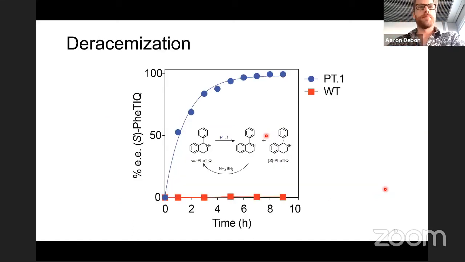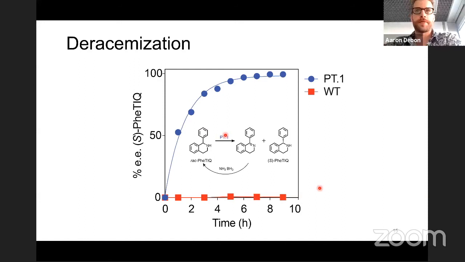We then used our PT1 variant to carry out this deracemization reaction with phenyl tetrahydroisoquinoline. We challenged it with the racemic substrate, and we added the borohydride here as a reductant. You can see the wild type, which we even measured for multiple days afterwards. There's no enrichment of the S enantiomer in this reaction at all, whereas the PT1 variant carries out this reaction very selectively. It reaches 99% ee after approximately 9 hours, and this all happened at 0.05% catalyst loading, so it's also very efficient.